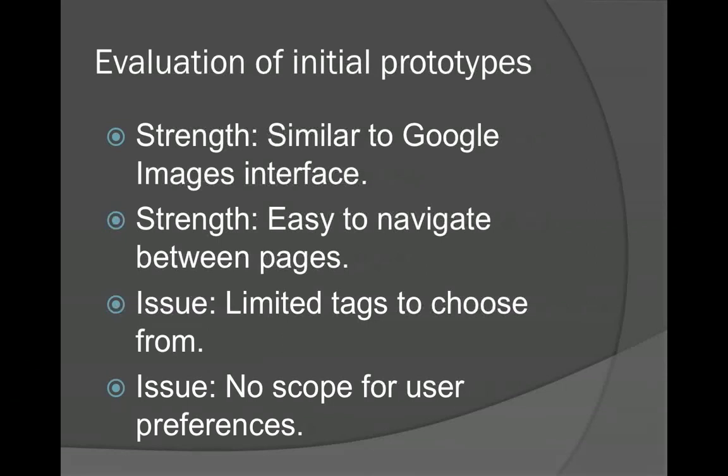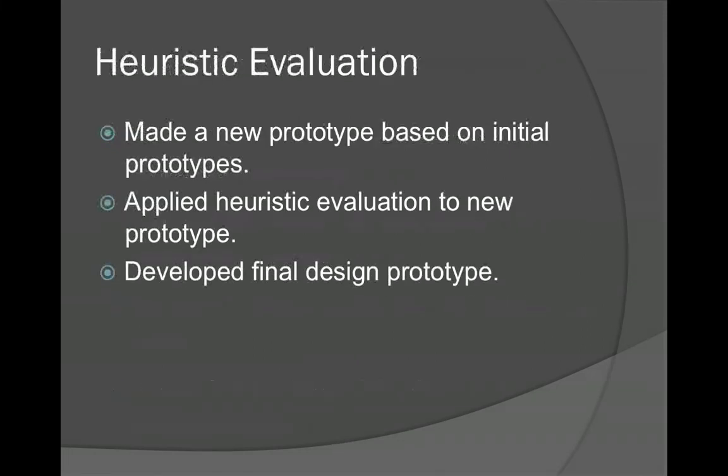An issue, however, with the first prototype is that users were presented with only a limited number of tags. This is an issue because users may want to view images that have different tags. Another issue is that users do not have much scope for preference and change because not many options were available for the user. Finally, we combined the strengths of the initial prototypes and created a new design one.